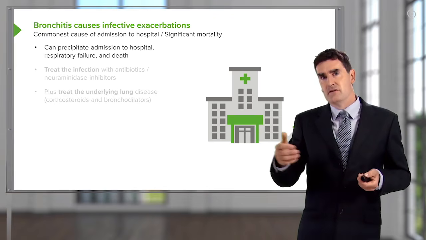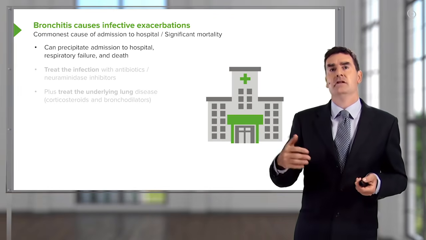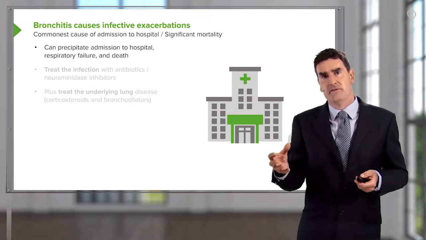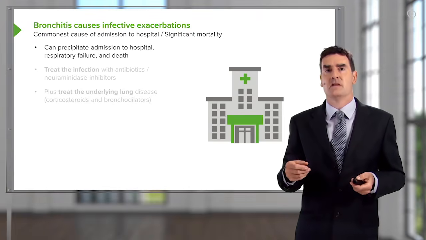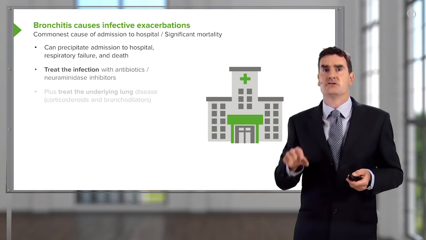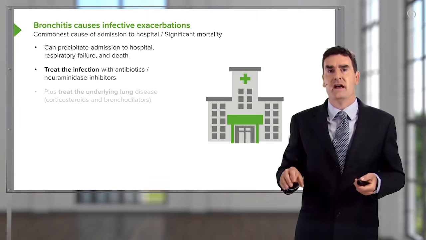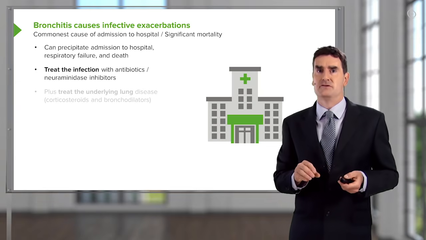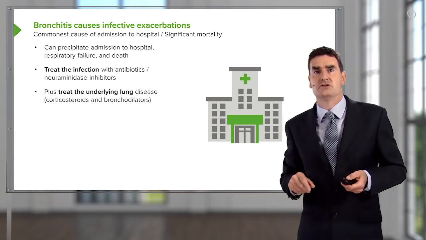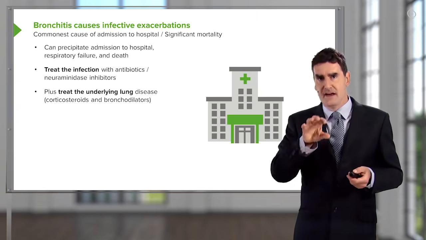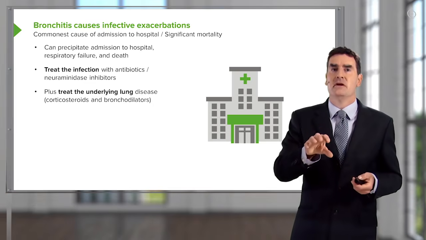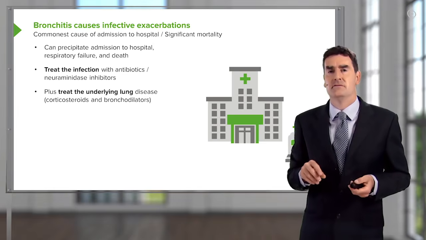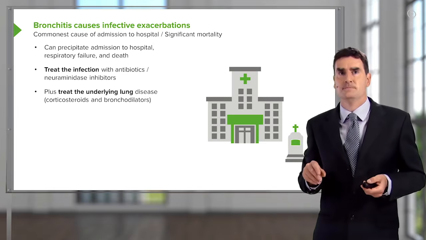I discussed the infective exacerbations of COPD in another lecture, but there is a 9% mortality associated with these infective admissions to hospital. So in these circumstances, treatment with antibiotics, or if it's an influenza A infection, a neuraminidase inhibitor, is probably going to be very beneficial for the patient. And of course, you need to treat the underlying lung disease. So that's a situation where the infective exacerbation of your underlying lung disease has been precipitated by a bacterial infection of the trachea and bronchi.